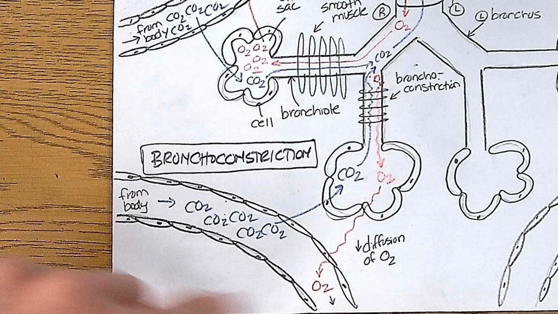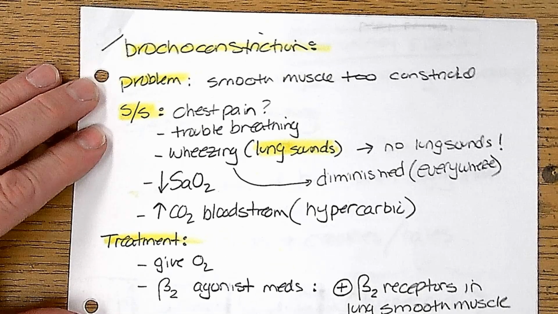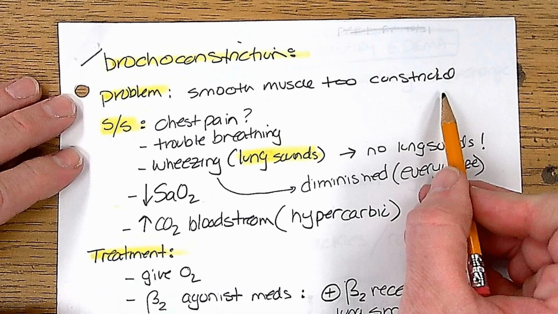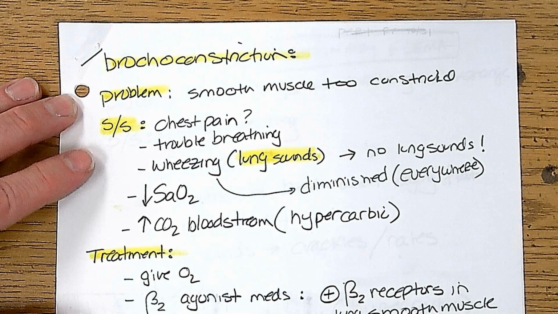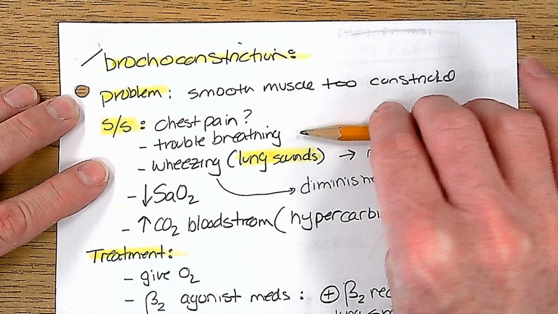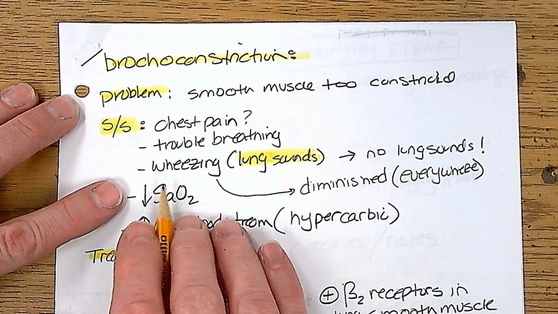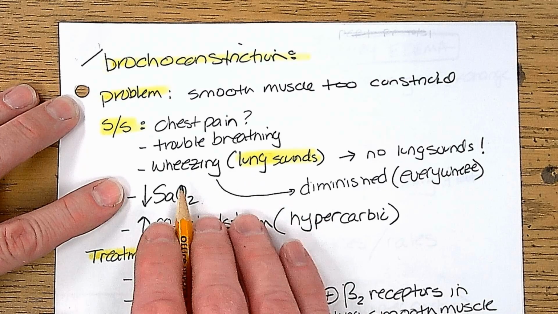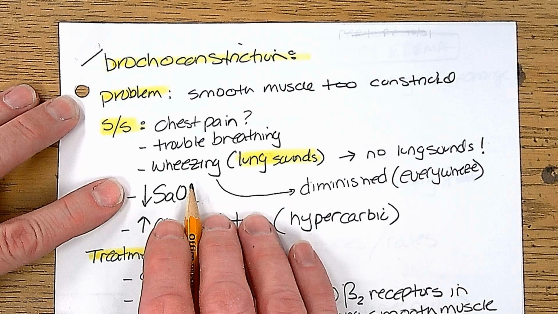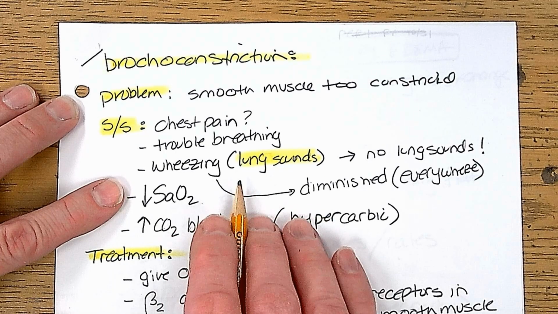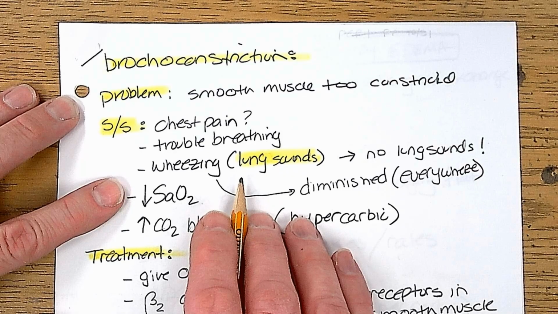Okay, so what do we do for this bronchoconstriction? Well, the problem is that the smooth muscle is too constricted, so it's strangling the bronchioles. So signs and symptoms of bronchoconstriction could be chest pain or chest discomfort, chest tightness, trouble breathing. Typically, we're going to hear wheezing when you listen to lung sounds. The wheezing is going to be everywhere in the lung fields, not just in the bases, not just in the apices, not just right lung, not just left lung, in an asthma attack.